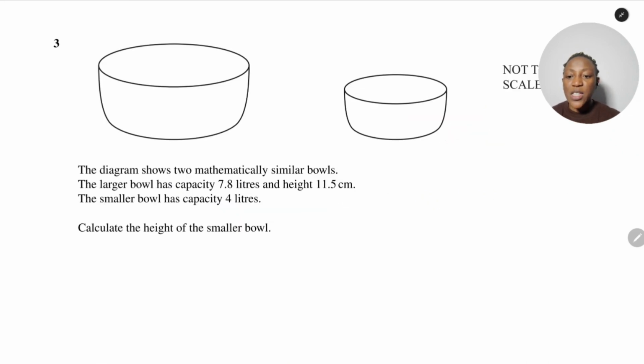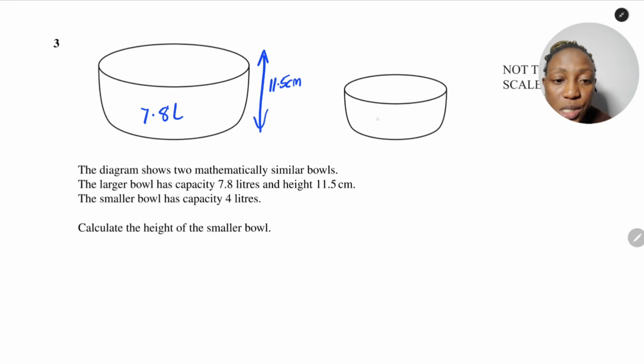Question number 3. Now, the diagram shows two mathematically similar bowls. The larger bowl has a capacity of 7.8 liters. As I'm reading, I like to fill in my information. So this is the larger bowl, and it has a capacity of 7.8 liters and a height of 11.5 centimeters. Okay, the smaller bowl has a capacity of 4 liters. So capacity means it can hold 4 liters, and we're told to calculate the height of the smaller bowl.